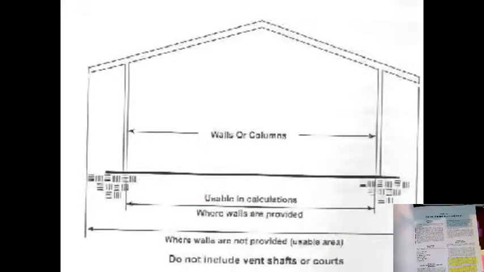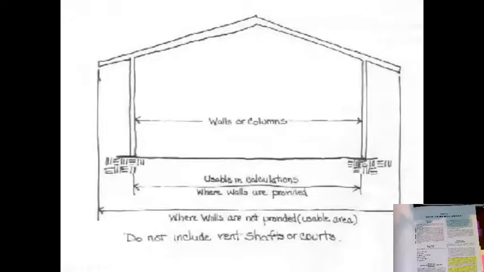Okay, so a kind of visual here. What we're looking at structurally here is from column to column or fire barrier to fire barrier, if this roof didn't overhang. But where there are walls, of course, and there are overhangs, then you've got to figure from overhang to overhang if it's usable area within the facility. So here we are looking at it. Usable in calculations where walls are provided. Where walls are not provided, of course, exclusive of vents and shafts.